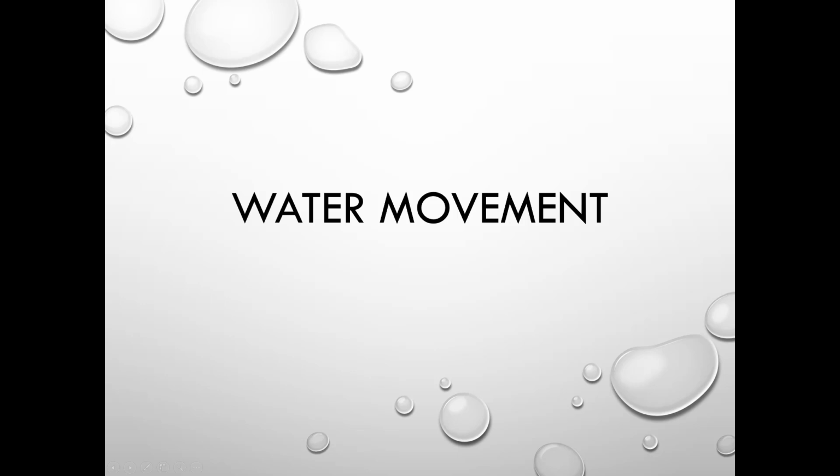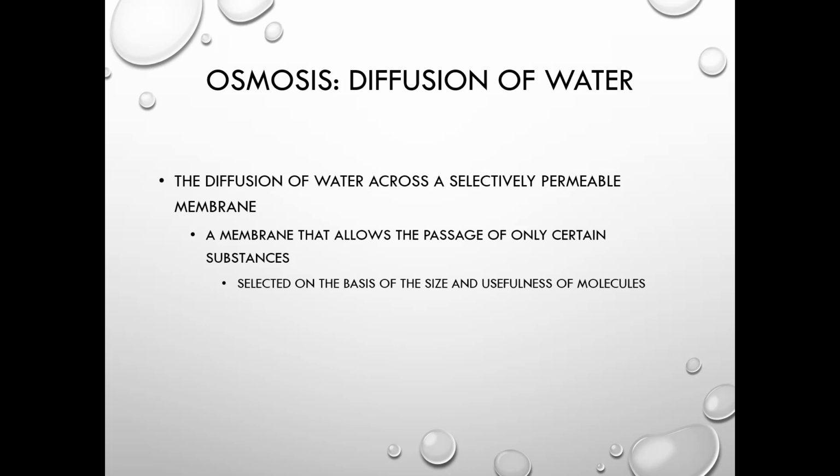Okay, this week we're talking about water movement as well as minerals into plants. So the way water moves into plants is through osmosis, and that's the diffusion of water across a selectively permeable membrane. In this case, it's going to be a cell membrane. The membrane allows passage of only certain substances, selected on the basis of size and usefulness of the molecules. And for this purpose, we're going to be talking about water.